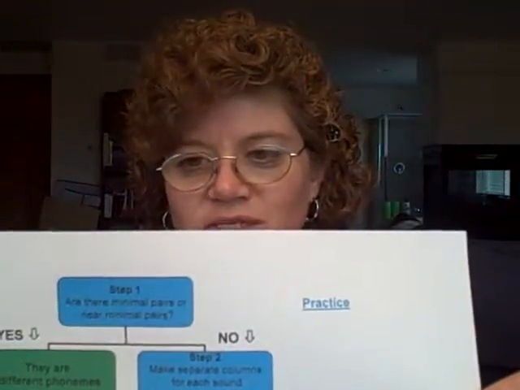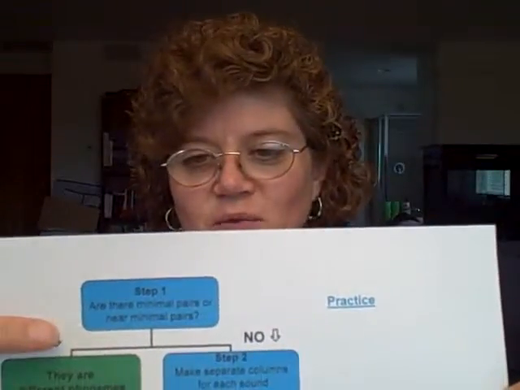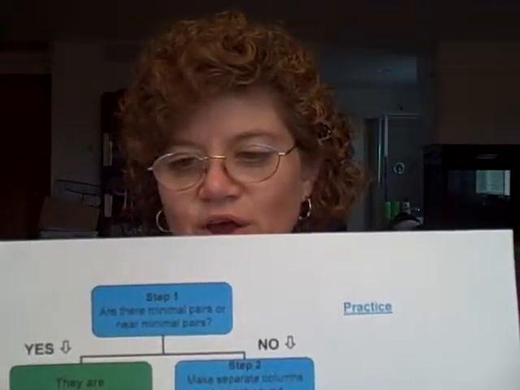So here's again that chart to practice. So step 1, are there minimal pairs? Yes, they are different phonemes, and going on through the process. There are alterations, processes, and rules. Alterations are the underlying representation, the phonemic, as well as the surface form or the phonetic. It can happen on both levels. It could be due to phonological processes. Phonological processes include things such as aspiration, nasalization, velarization.